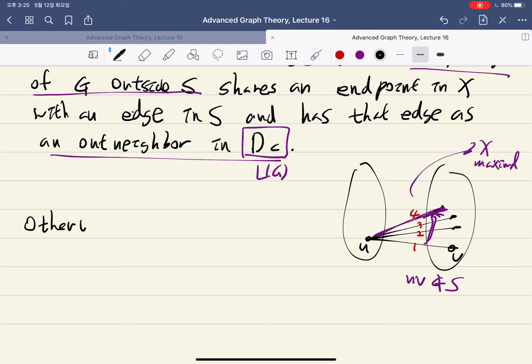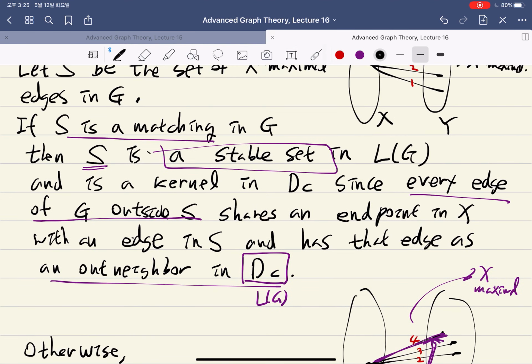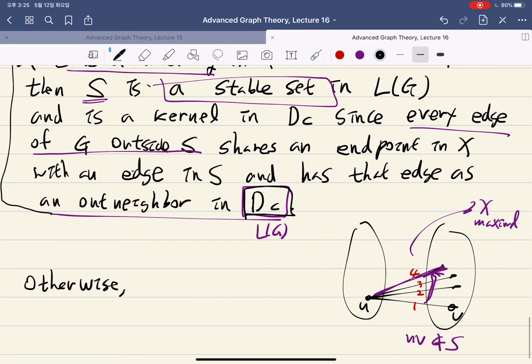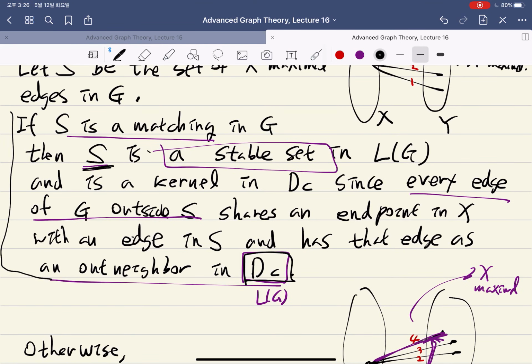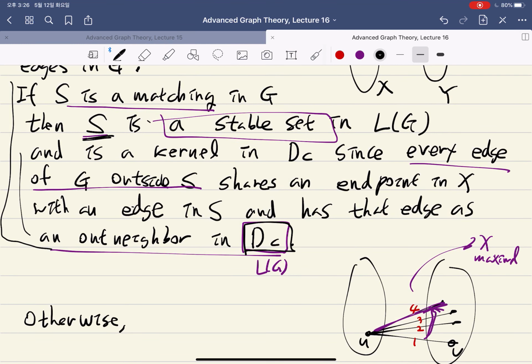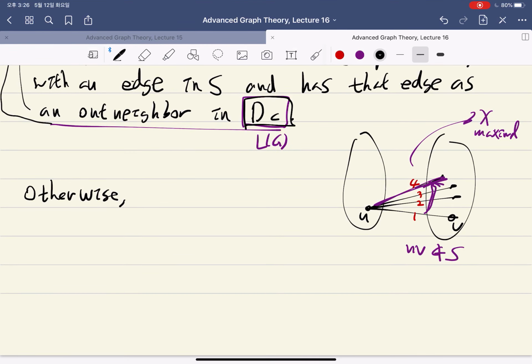If this is not a matching, so in this case we are done because we already found the kernel in this DC. So in that case we are done. So it must be not a kernel. We can assume that this is not a kernel. That means this latter part cannot go wrong, so this first part must be problematic. So it is not a stable set, which means it is not a matching. If this is not a matching, then how can it be not a matching?